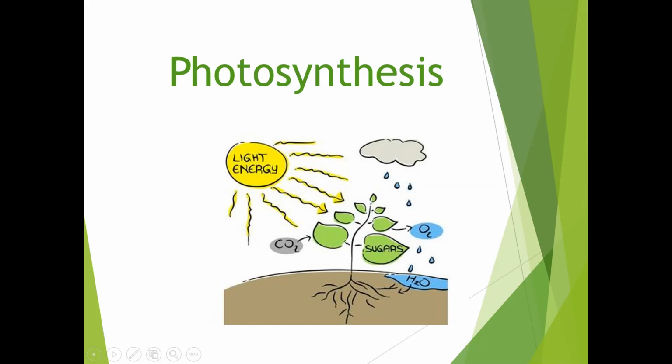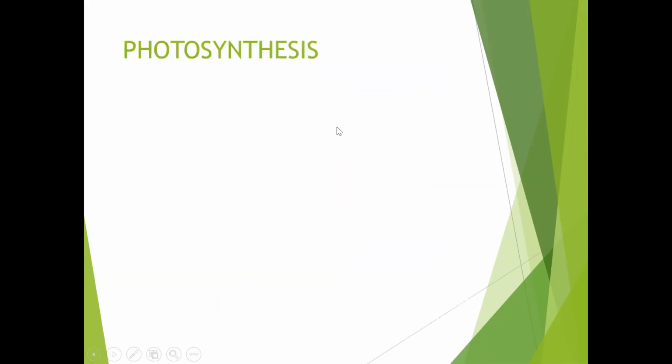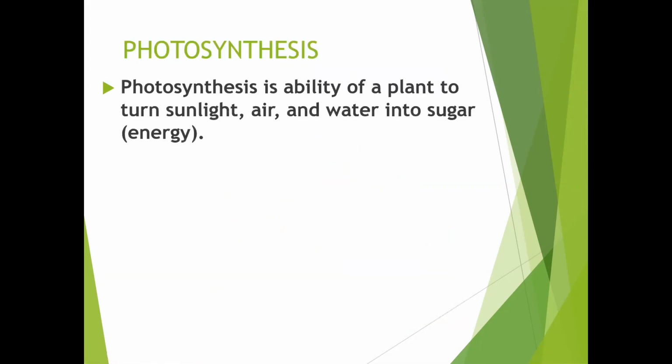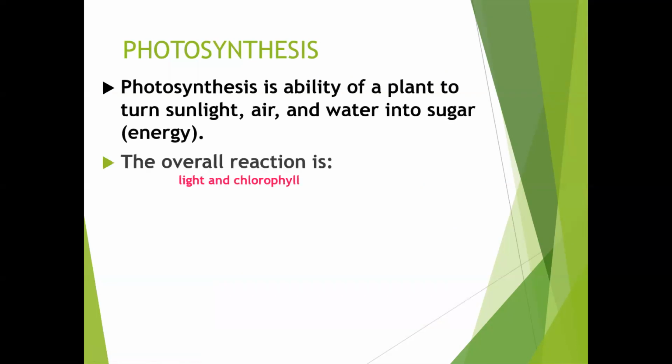Whether we eat plants or we are eating a steak or a hamburger, we're relying on this process of photosynthesis. So what are we talking about when we talk about photosynthesis? We're talking about a plant's ability to convert, or to turn, sunlight, air, and water into a sugar. In most cases, it is glucose.